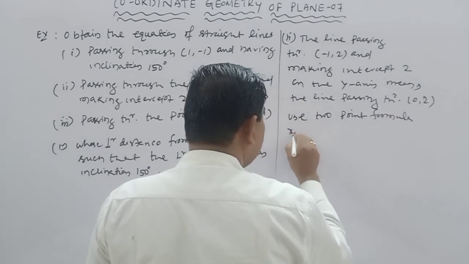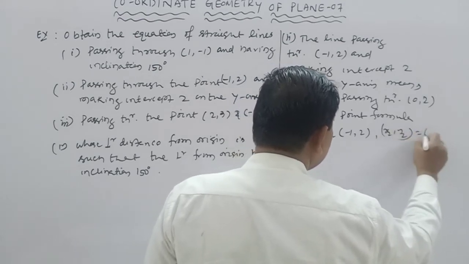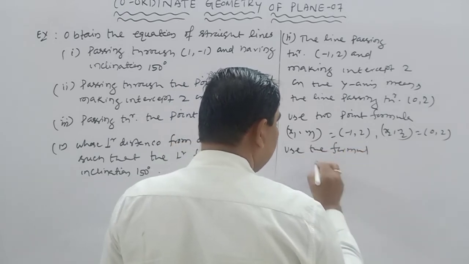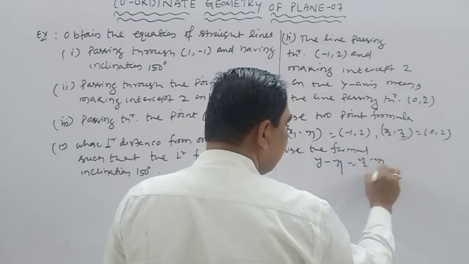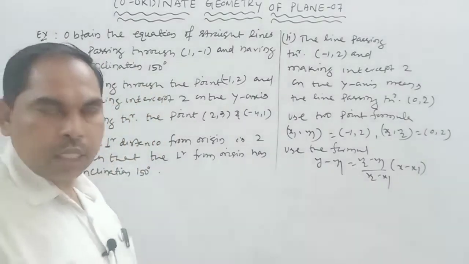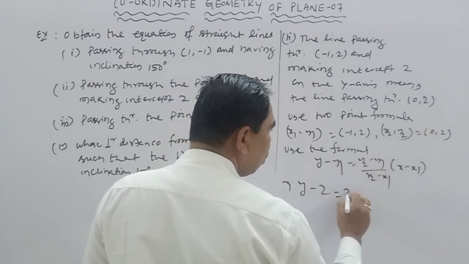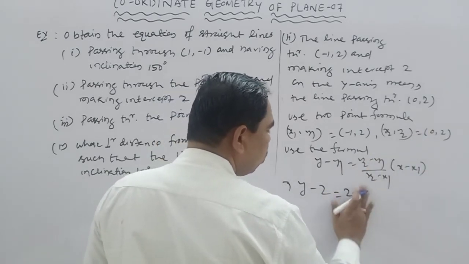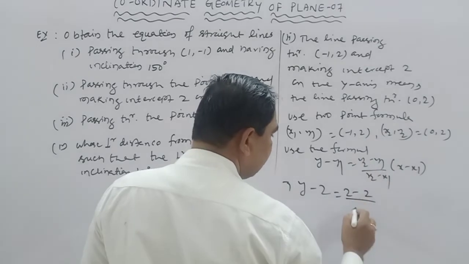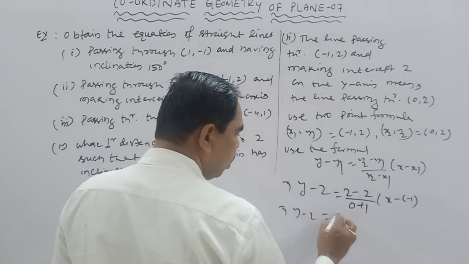So x1, y1 means -1, 2, and x2, y2 means 0, 2. So use the formula: y minus y1 is equal to (y2 minus y1) divided by (x2 minus x1) into (x minus x1). So y minus y1 is equal to (2 minus 2) divided by (0 plus 1) into (x minus x1). So y minus 2 is equal to 0.